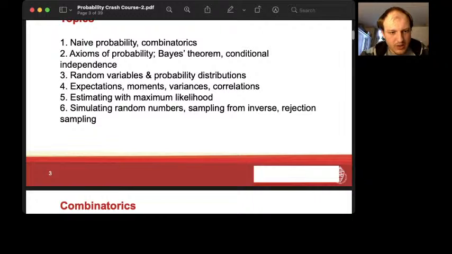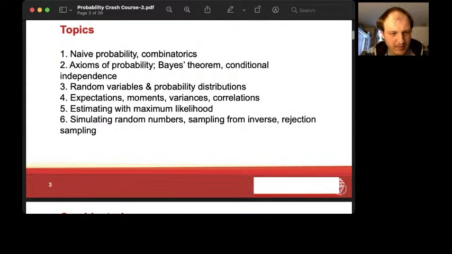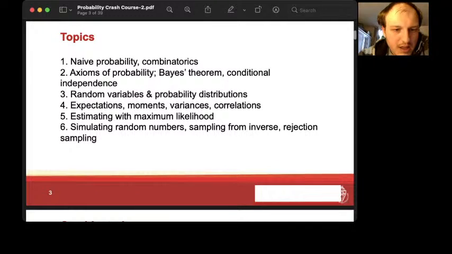So these are the topics that we are going to cover today. This is the 6 lectures of the course. So the probability, combinatorics, variables, Bayes theorem.